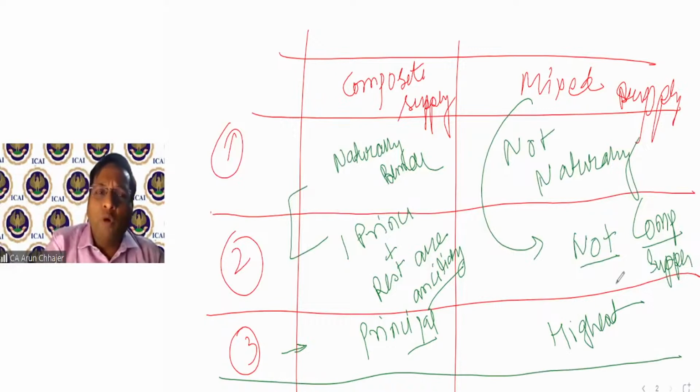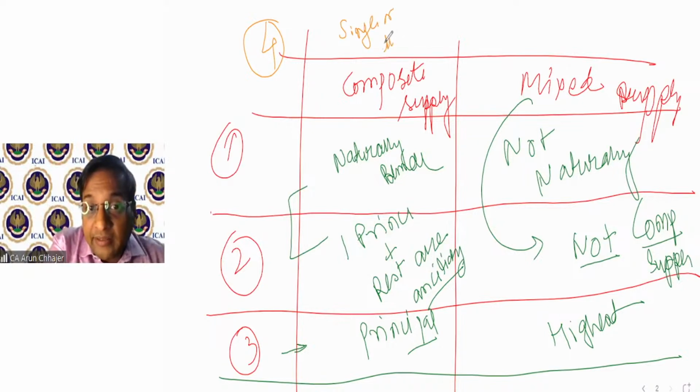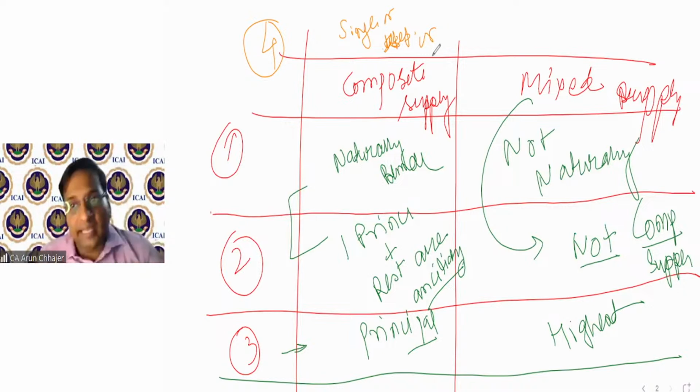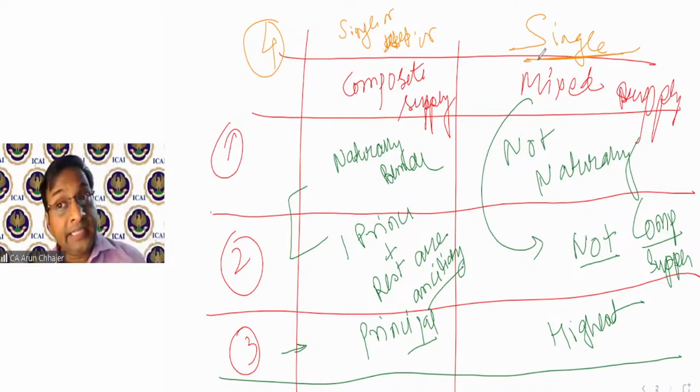Let's say one more difference I would like to understand. I can say a fourth one: the price can be single or the price can be separate. The price can be single, the price can be separate, or even there can be no price for the ancillary item. In mixed supply that is not possible. Here the entire combo should be sold at a single price.